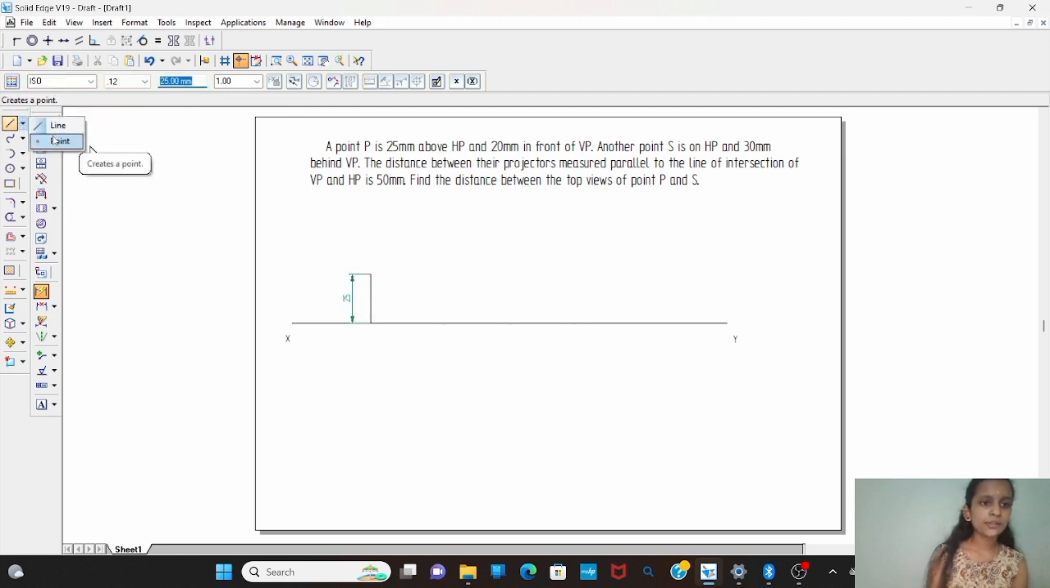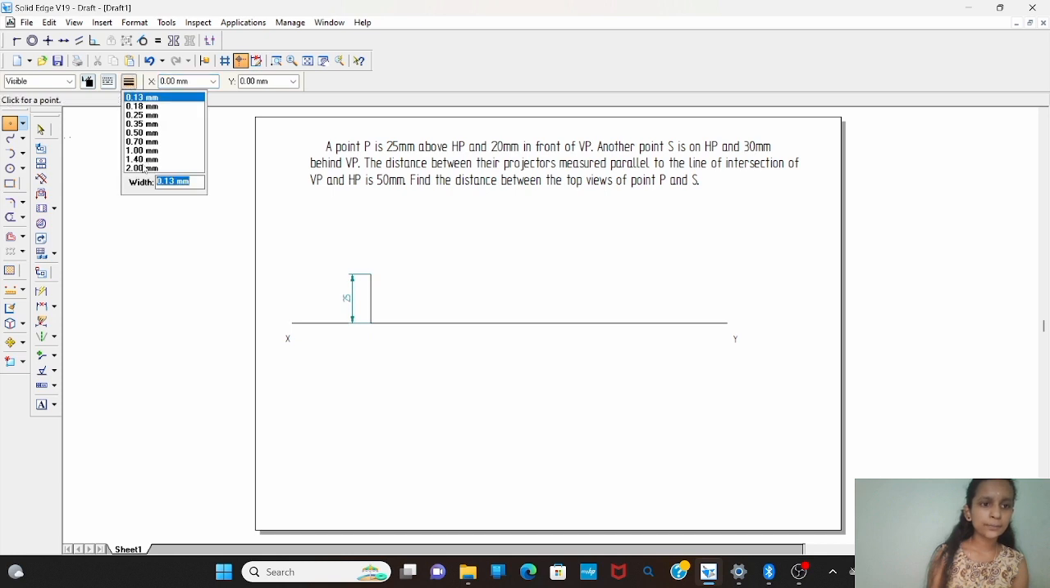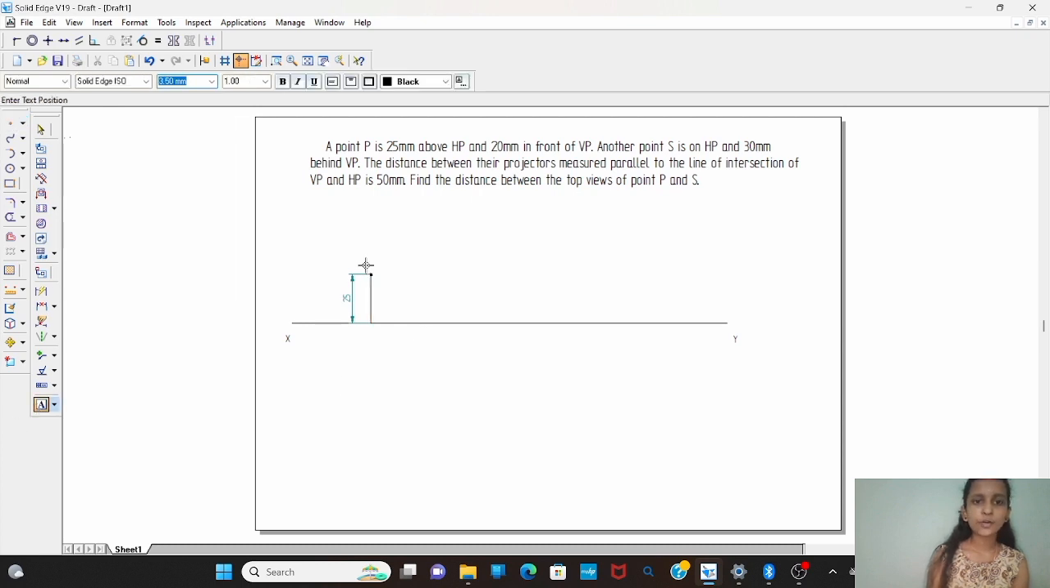Select the point option of thickness 2 mm. Select the text option. It is the front view of point P. It is represented by small letter p dash.